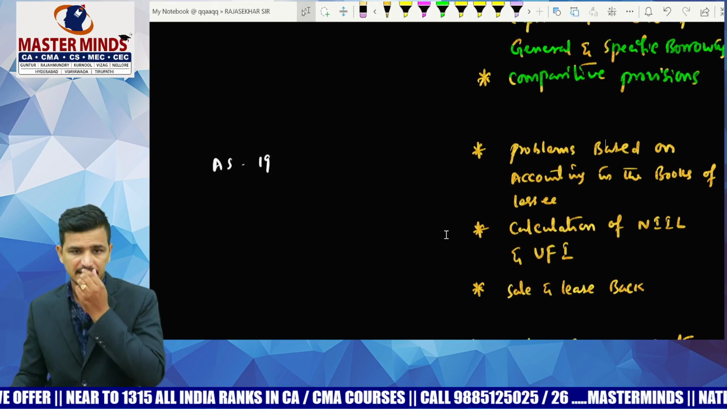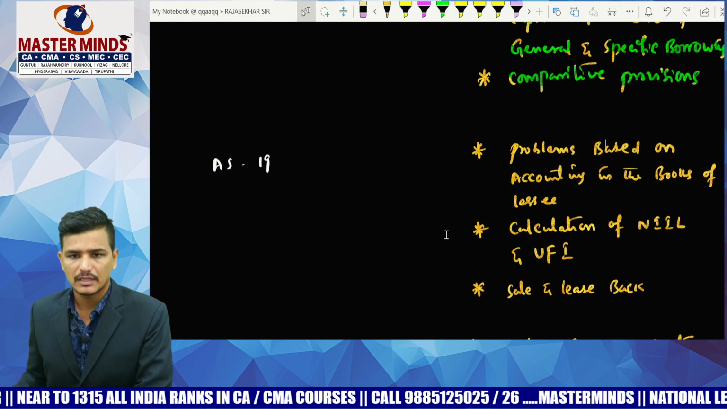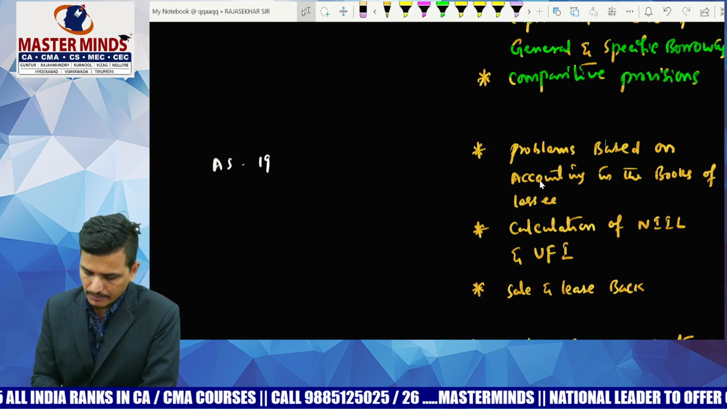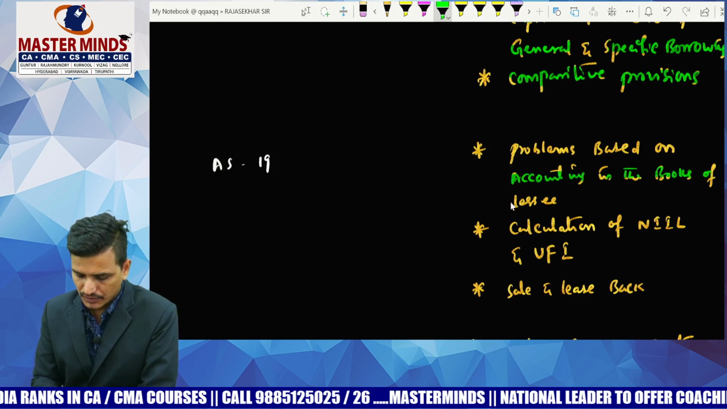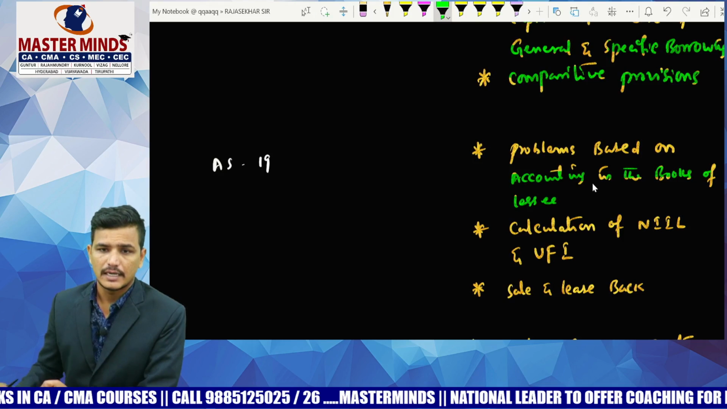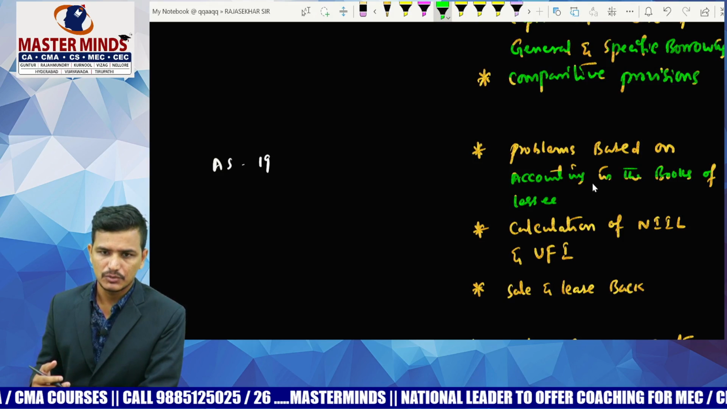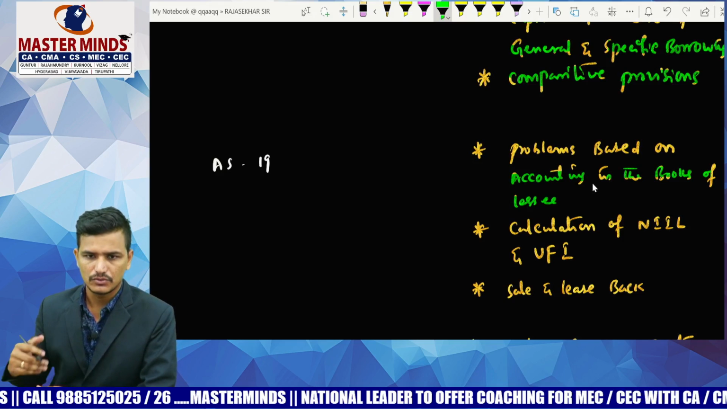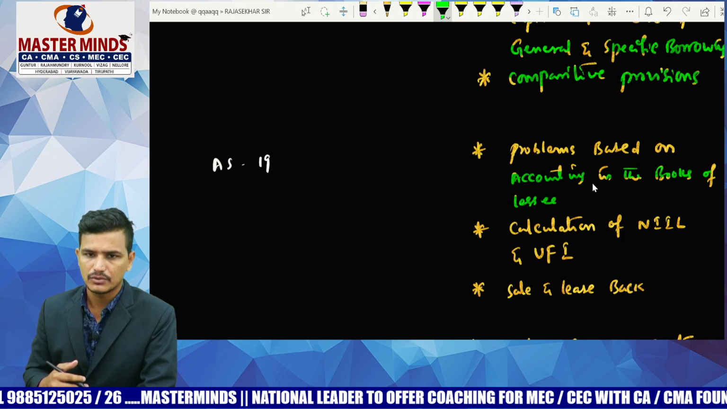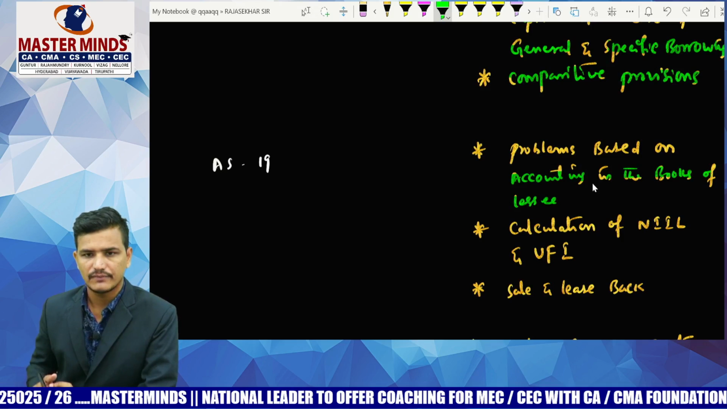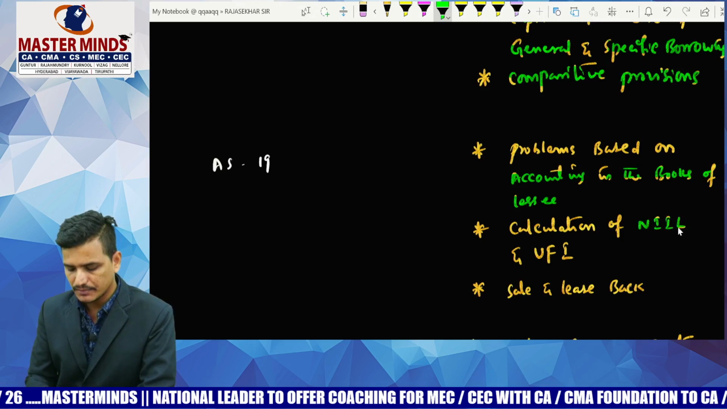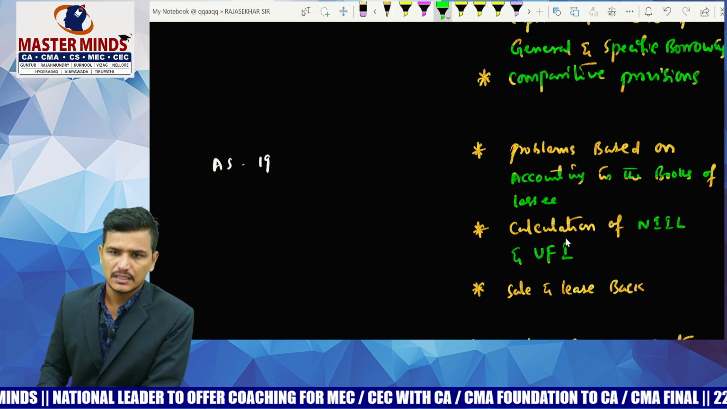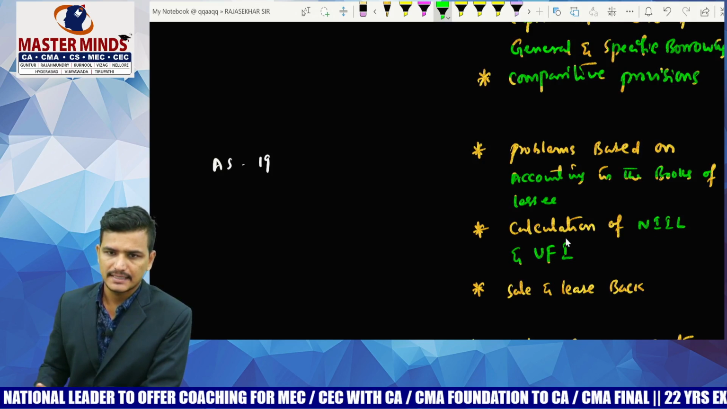And next, coming to AS 19, this is also one of the important accounting standards from the exam point of view. So cover the problems which are based on accounting treatment in the books of the lessee. At what value should we recognize the asset in the books of the lessee? Those kind of problems we are having in our material. So just go through those problems, that is, the accounting in the books of lessee. And also in the books of lessor, we should calculate the net investment in lease and also the calculation of unearned finance income. These are the two areas which are important from the exam point of view.